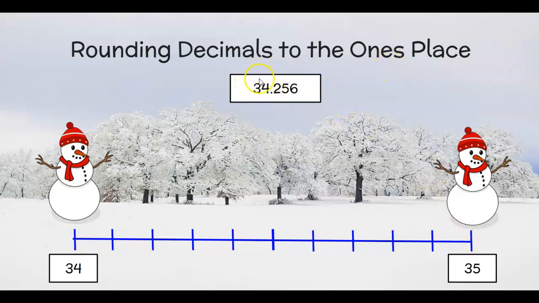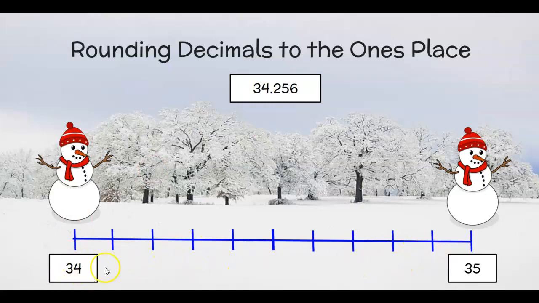So this is a whole number that we're looking at. So I start my number line with 34 because I'm either going to go to 34 or I'm going to go up to 35. Remember, that place value is only going to stay the same or go up. It does not go down. All right, so we have 34 and 35.